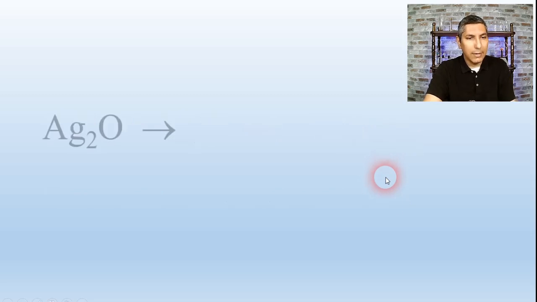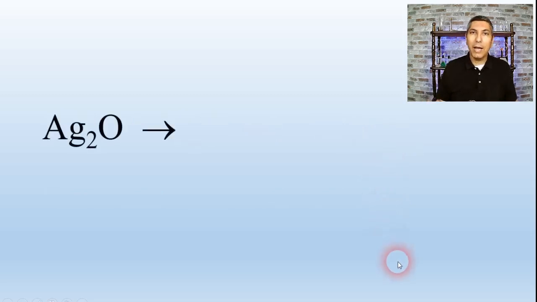All right, let's take a look at another example. Now here we can see we're not dealing with a synthesis reaction anymore. This is a decomposition reaction. And of course we can identify it as decomposition because it has one reactant.